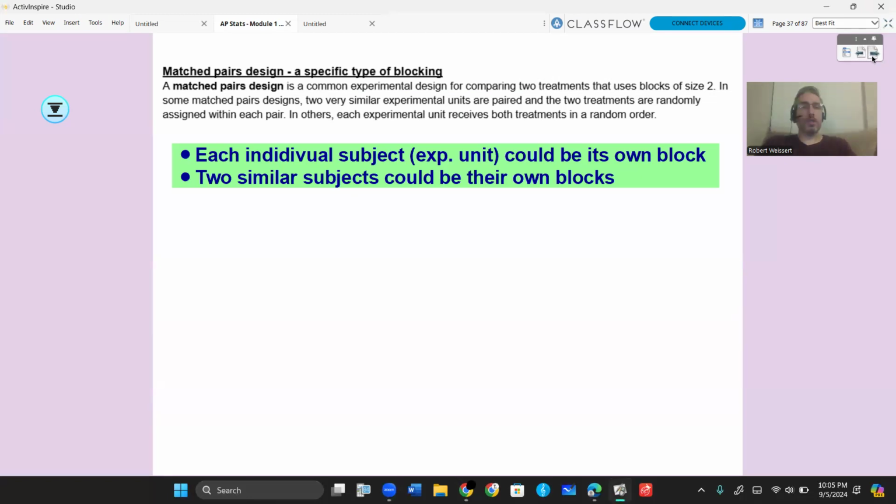So there's kind of two approaches. Each individual subject could be its own block, or two similar subjects could be their own blocks. Matched pair is a type of blocking. So you could either do it by pairs or by each person getting both treatments. Not every matched pair can be done where every person can get both treatments. So you have to decide that based on the type of experiment you're doing.